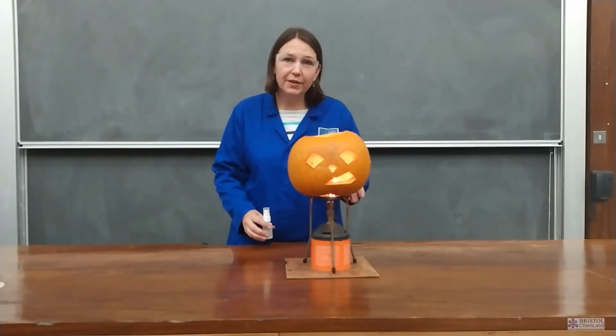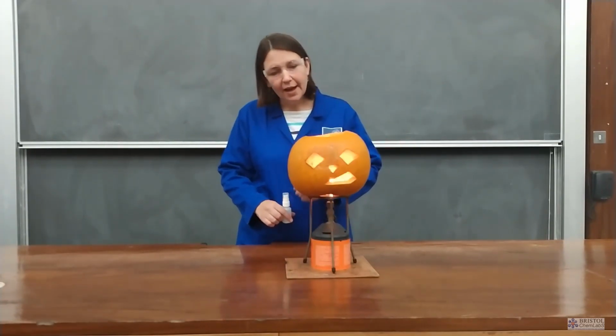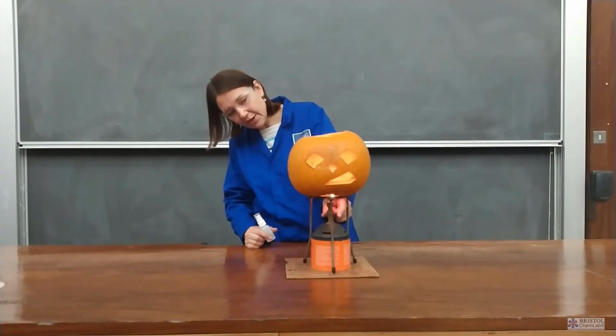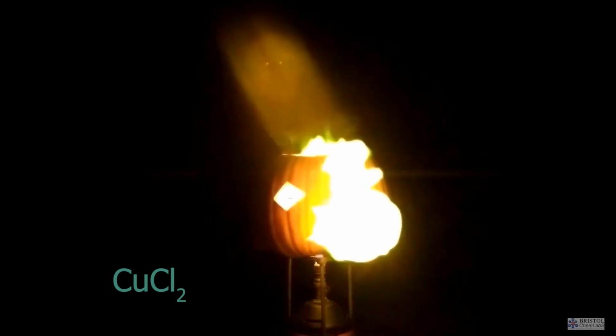I've got here a yellow Bunsen flame. That's what you might find if you put a candle into your pumpkin. I've taken the top off so that we can turn up the flame and also turn it to blue. And you get these fantastic colours.